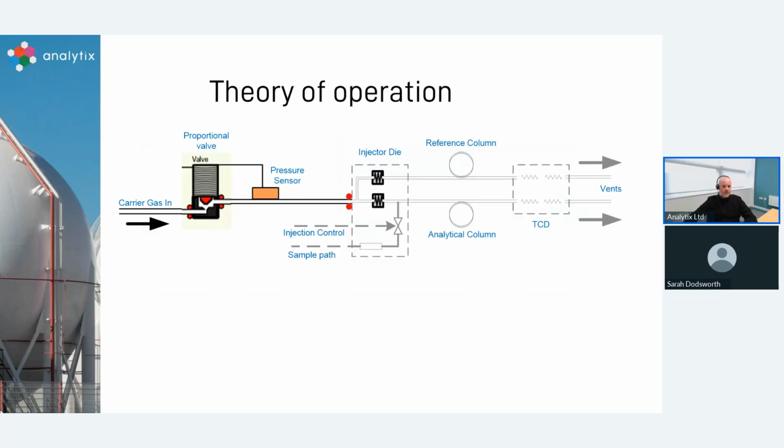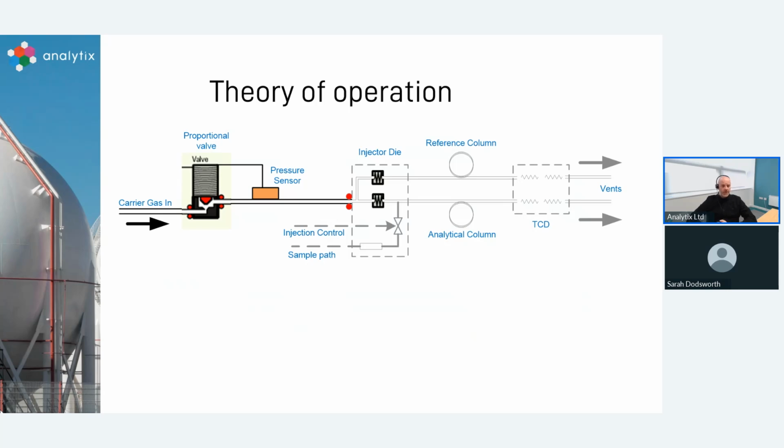In terms of the theory of operation, each of these channels is independent of the others. So if you had up to 4 channels, you would have 4 of what we're seeing here. The carrier gas comes in, set at 5.5 bar from a regulator or supply. It comes through the proportional valve and is controlled down to the pressure that you define for your particular method. The carrier gas then passes through the analytical and the reference side of the columns.